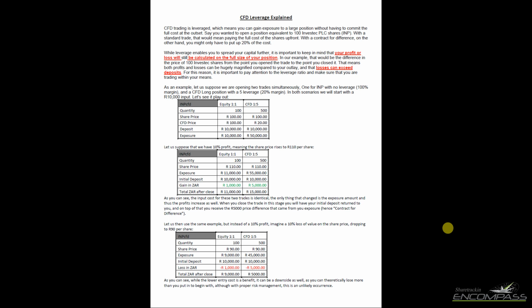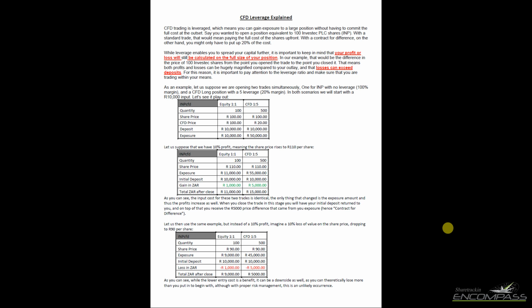But as an example, let's use INP. So INP is a company, Investec PLC. You'll be working with these codes a lot if you haven't been introduced to share codes yet. We have a couple of other webinars explaining some of the other topics on the software as well, but you're working with these 3-letter share codes. So INP here is what we're working with.